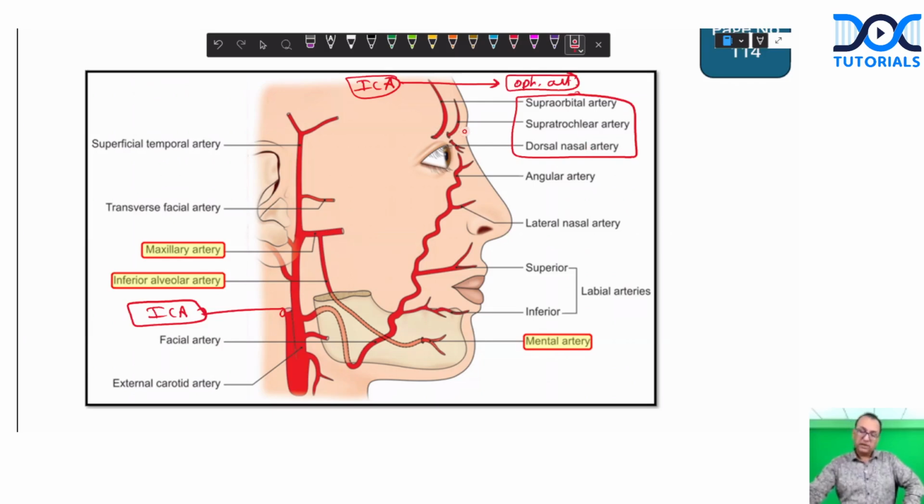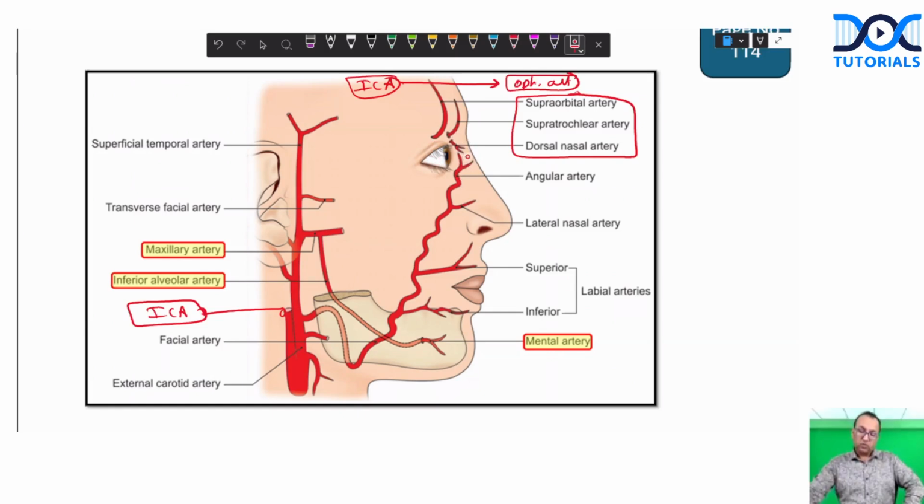The point is, there's an anastomosis here. This anastomosis is between external and internal carotid artery branches at the medial angle of the eye. So at the medial angle of the eye, you have the anastomosis of branches of external carotid and internal carotid, which can provide some collateral circulation in an emergency.